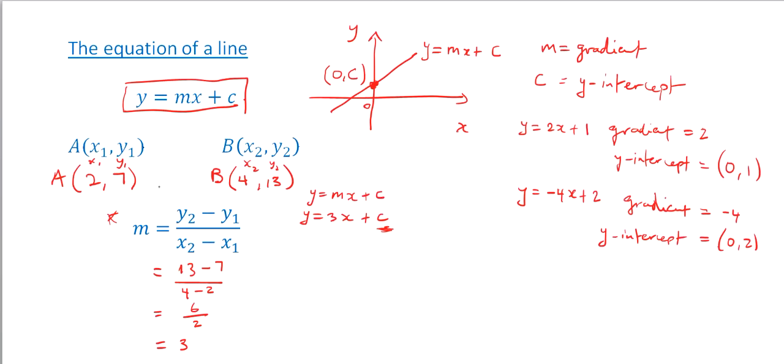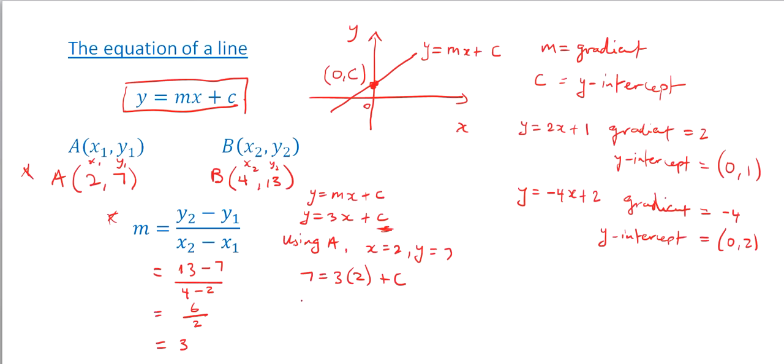So what you do, you choose any one of the 2 points, A or B. So let's say we choose A. So using A, we know that x is equal to 2 and y is equal to 7, right? I'm just using the coordinates of A. So therefore y, which is 7, is equal to 3 multiplied by x, which is 2, plus c. So what the coordinates of A is allowing me to do is to solve for c.